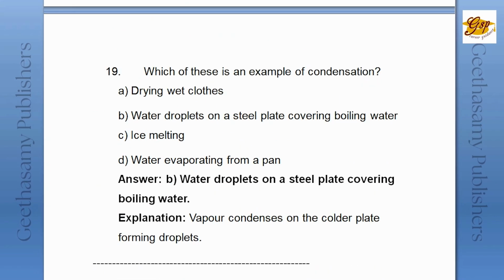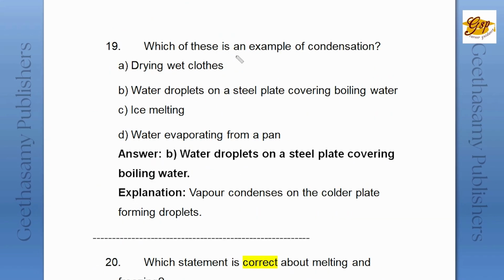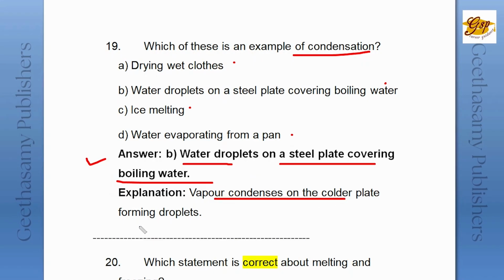Fine. And 19th question. Which of these is an example of condensation? Drying a wet cloth, water droplets on a steel plate covering boiling water, ice melting, or water evaporating from a pan? The correct answer is water droplets on a steel plate covering boiling water. Vapor condenses on the cold plate, forming droplets.